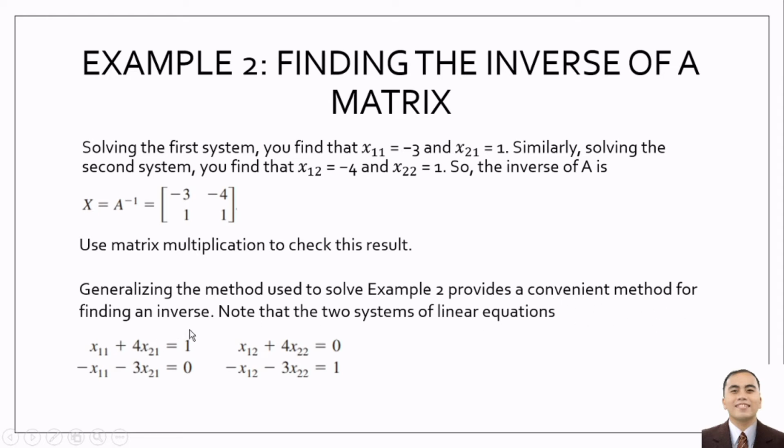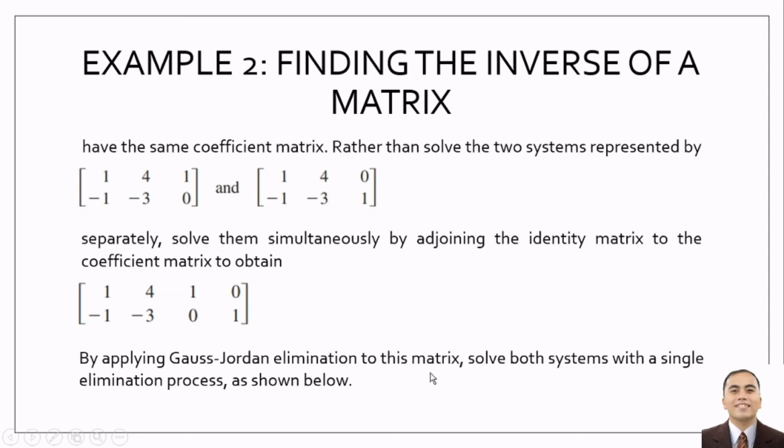Note that the two systems of linear equations, which are this one, x sub 1,1 plus 4x sub 2,1 is equal to 1, negative x1,1 minus 3x2,1 is equal to 0, and x sub 1,2 plus 4x sub 2,2 is equal to 0, and negative x sub 1,2 minus 3x sub 2,2 is equal to 1.